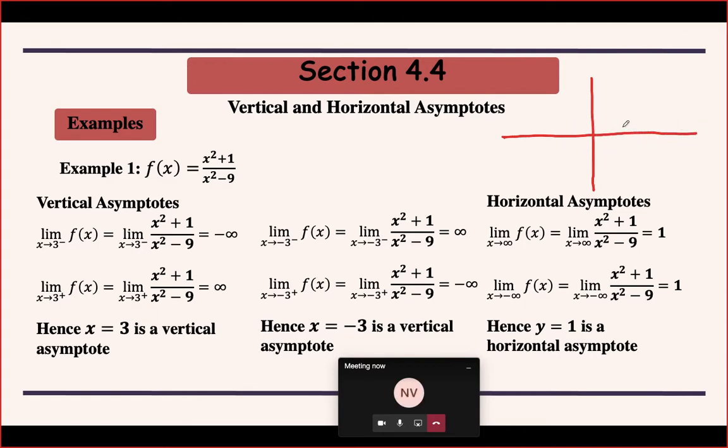One is at plus 3, one is at minus 3. Then you have one vertical asymptote, horizontal asymptote at y equals 1. So these are your asymptotes. Now looking at the limits, we'll be making a rough sketch of the graph. Okay, so these dotted lines are your asymptotes.